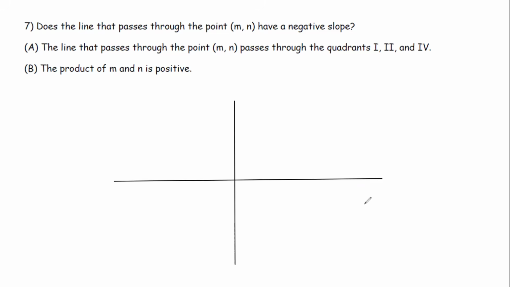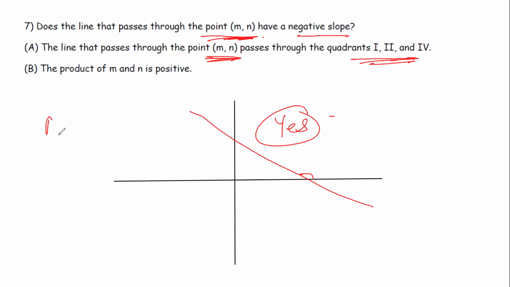Right. So if it's passing through 1, 2, and 4, then we know it has an obtuse angle and the slope is negative. So does the line that passes through the point Mn have a negative slope? The line that passes through Mn passes through the coordinates 1, 2, and 4. So this is already saying it's passing through Mn, and we already know that using 1, 2, and 4, it gives us a negative slope. So yes, it does. So A answers.